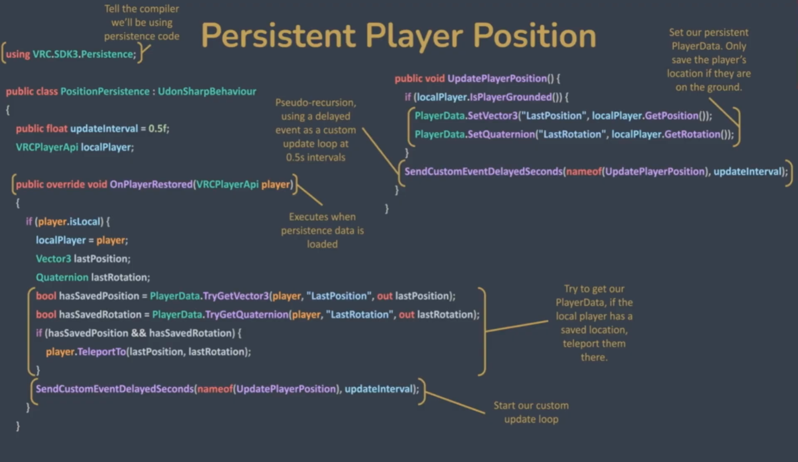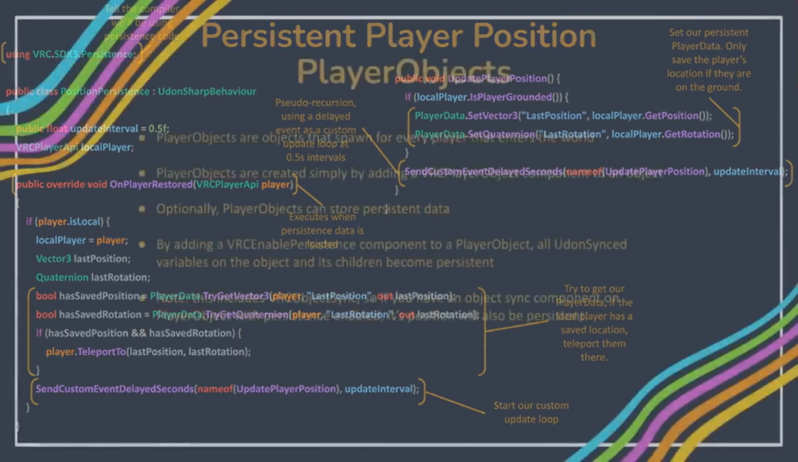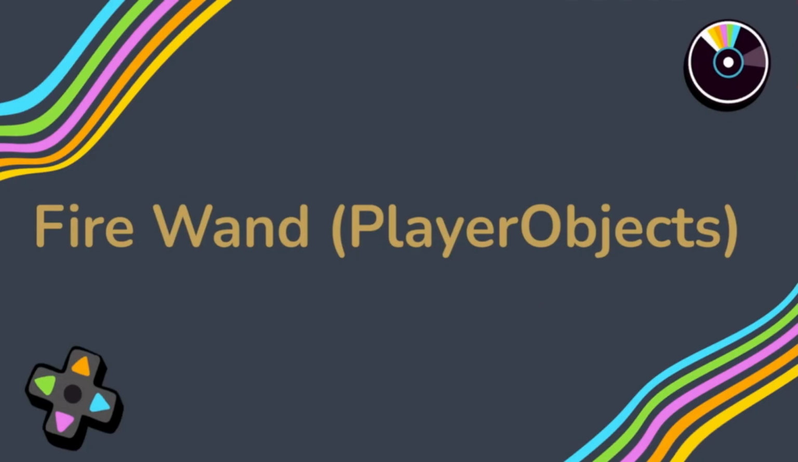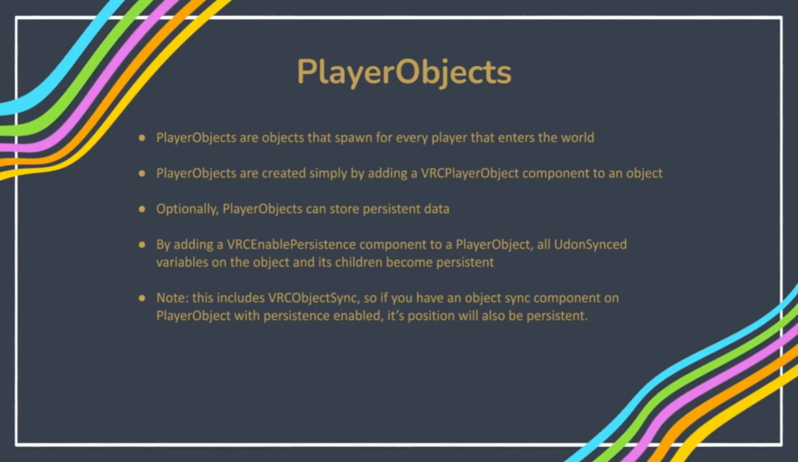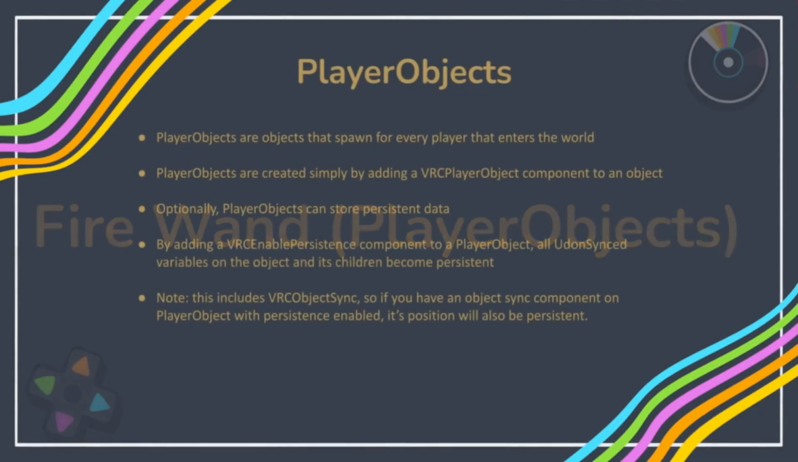Oop, can I click the thing? It's not working anymore. Oh, I have control over it, apparently. Okay. Did you already cover player objects? No, we're here. Player objects. There we go.